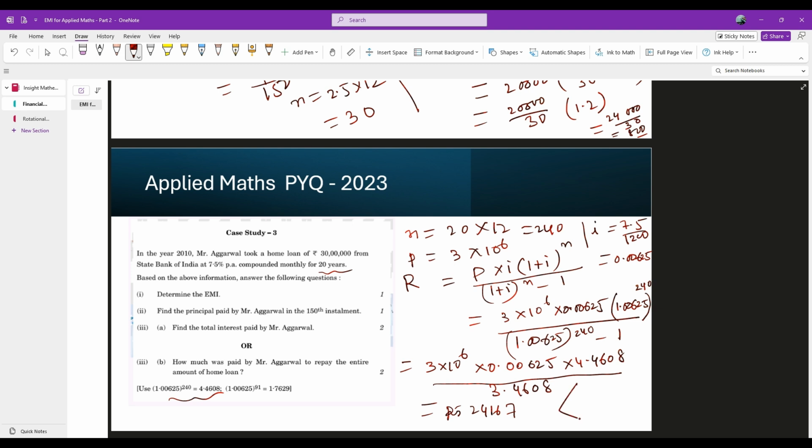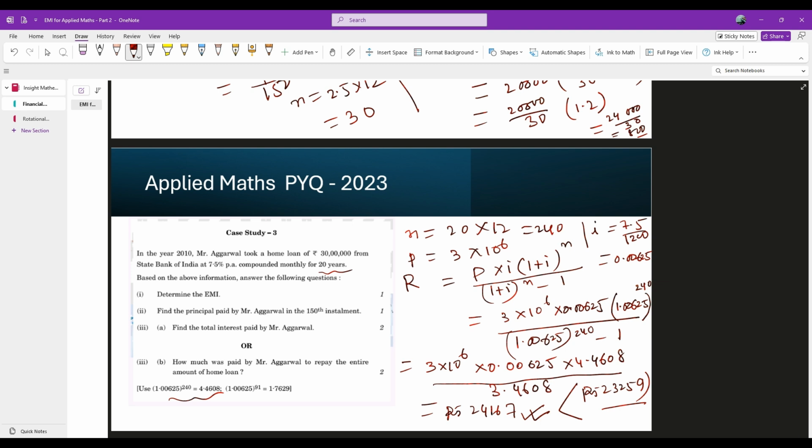24,167. Let's see what AI has given. I'm asking AI, my co-pilot, the answer they are saying it is rupees 23,259. So what to do? Which one to be accepted? I'm telling you this one.